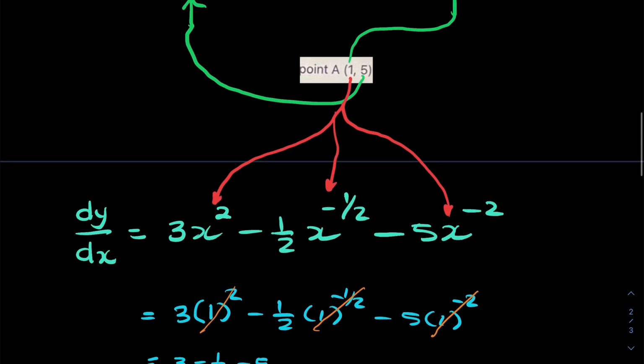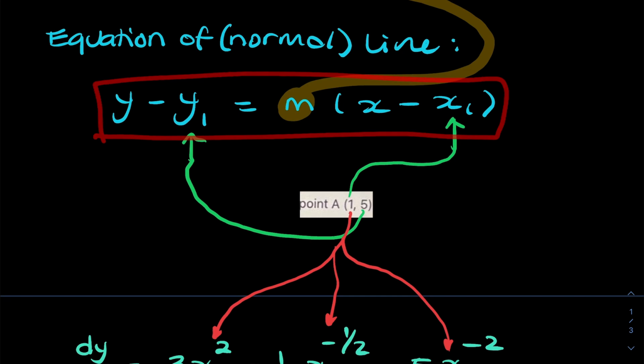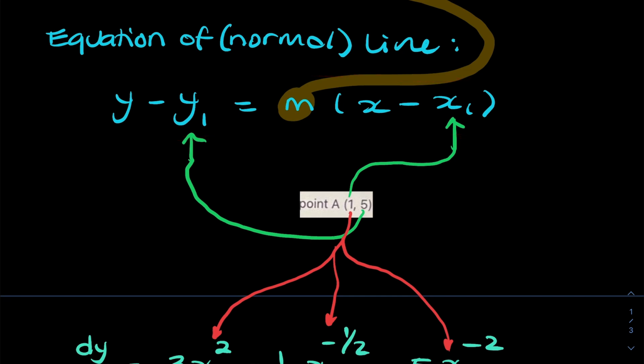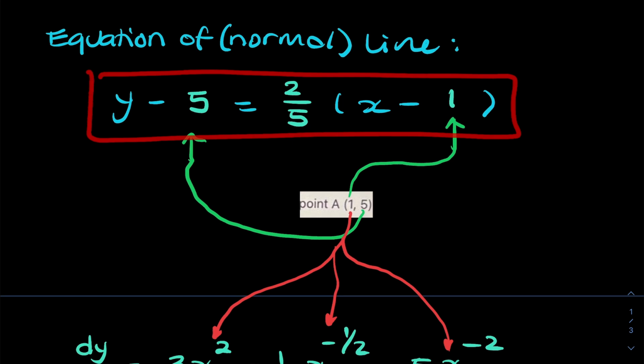And where do I put that? I put that here. Okay, so now I replace this value here with 2 over 5. So let me erase that and put 2 over 5. And I'll erase y1 and I'll put 5. And I'll erase x1 and put 1. And that is the equation of the normal.